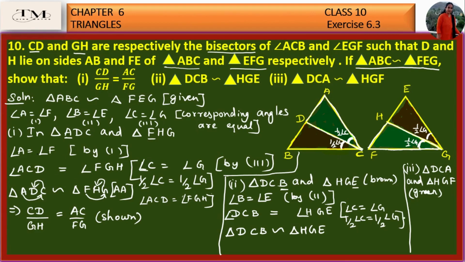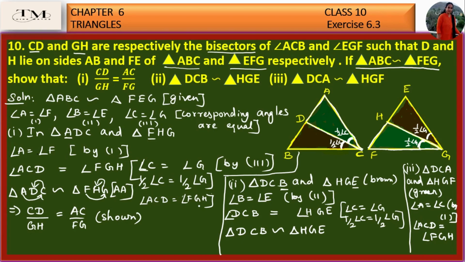So the same proof will be repeated here. So here what we have? We have angle A is equal to angle C. Okay, so this is by the first equation. Then what we have? Angle ACD is equal to angle FGH. So this is the same reason. Angle C is equal to angle G. Then half of angle C is equal to half of angle G.